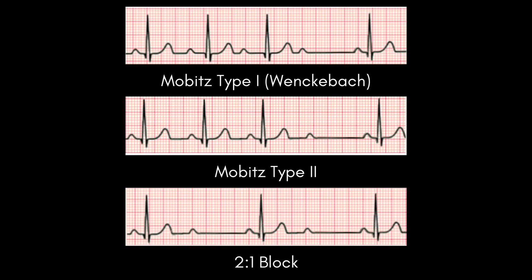Alright, here are some visual examples of second-degree AV blocks. As seen in the Mobitz type 1, Wenckebach block, progressive lengthening of the PR interval takes place until a P wave is not conducted, followed by a shorter PR interval. As seen in the Mobitz type 2 block, there is a constant PR interval, but some P waves are not followed by QRS complexes. As seen in the 2:1 block, there are 2 P waves for every QRS complex.